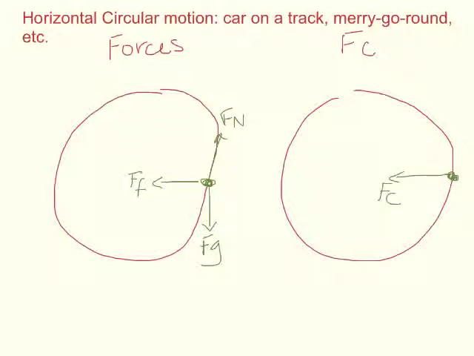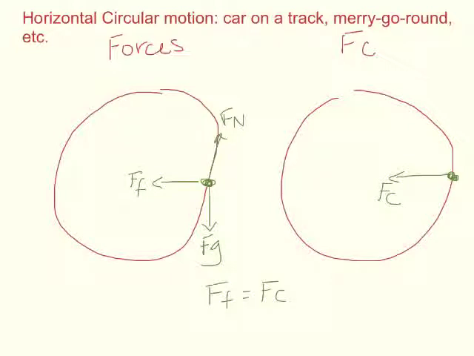All right? So based on this, if you notice, because FC points to the left, based on how our picture is drawn, the horizontal plane, the only other force in the horizontal plane is force of friction. And they both point in the same direction, so they have to be equal to each other. So for situations like this, our force of friction is always going to be equal to our FC.